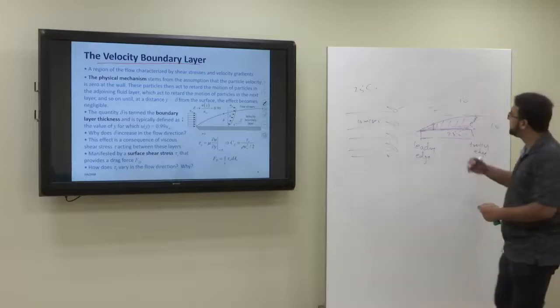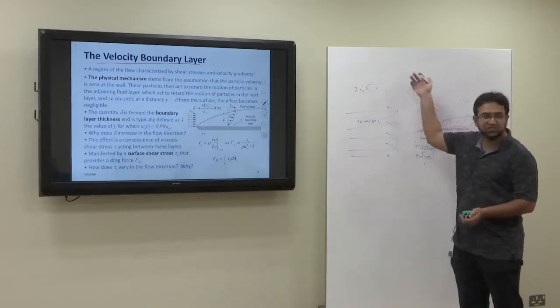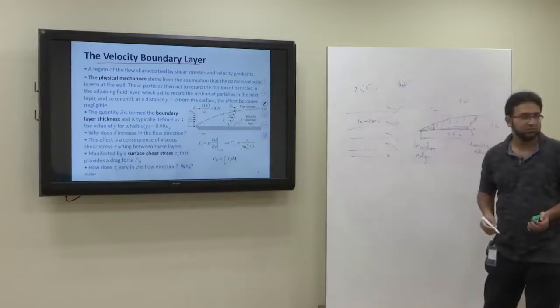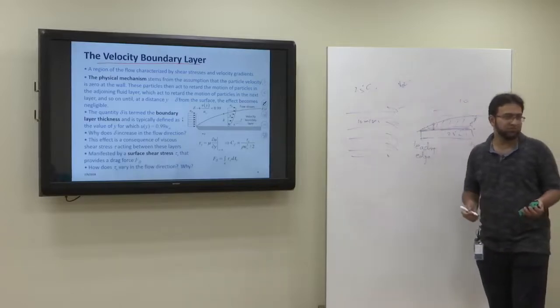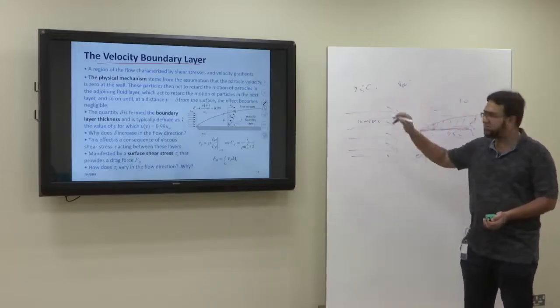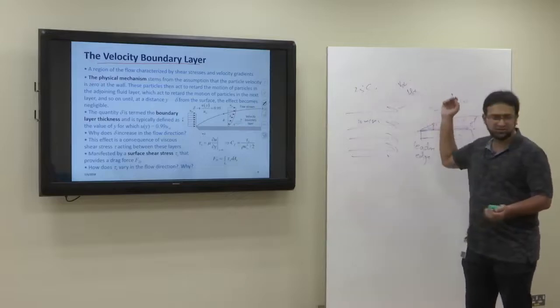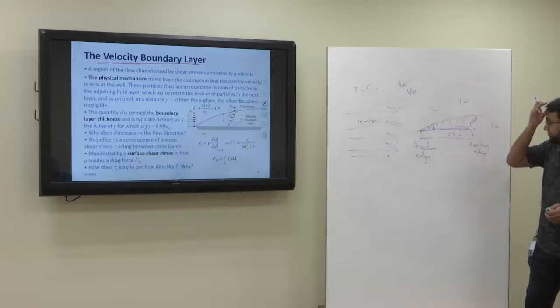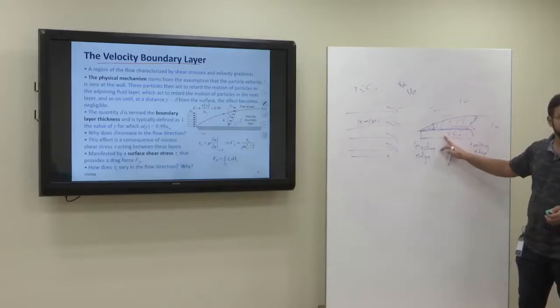Now suppose that the velocity of the free stream is v infinity. Sometimes it's said v infinity, sometimes it is said u infinity. It depends. It's the same thing. And this is the stationary object. So what will be its velocity?